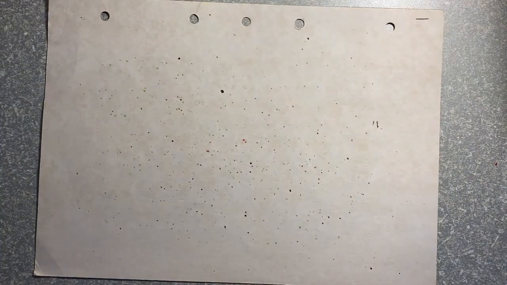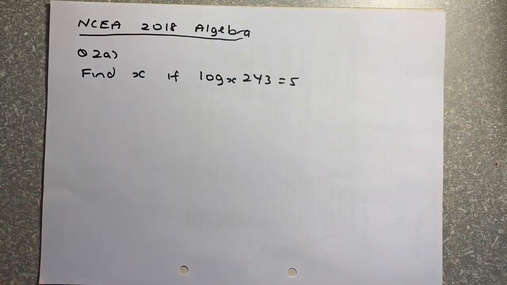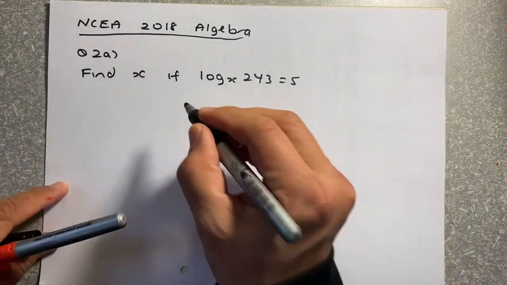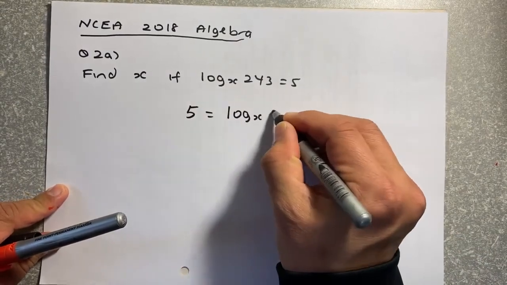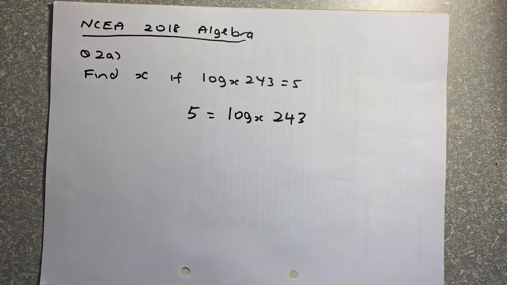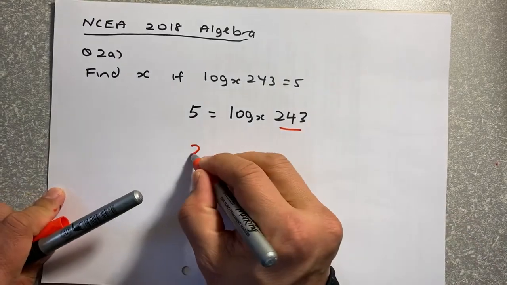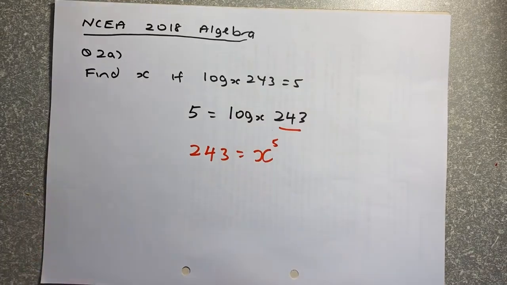Next question in the NCEA exam looks like this. Find x if log to the base x of 243 equals 5. This is a 2018 exam. So first thing again, the single number must be in front. So we change it to 5 equals log to the base x of 243. Then what's the next step? The last number becomes your first number. So 243 comes in front, equals x to the power 5.